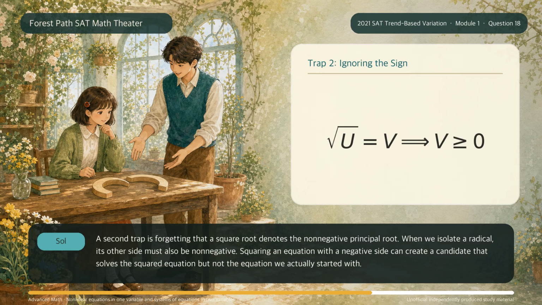A second trap is forgetting that a square root denotes the non-negative principal root. When we isolate a radical, its other side must also be non-negative. Squaring an equation with a negative side can create a candidate that solves the squared equation, but not the equation we actually started with.